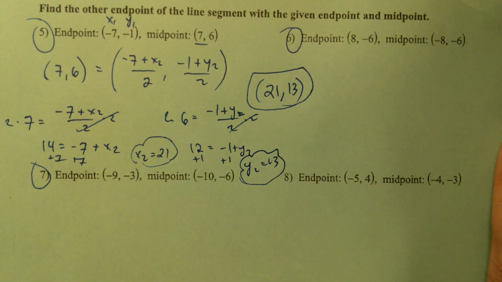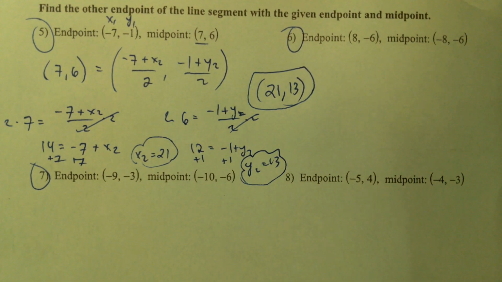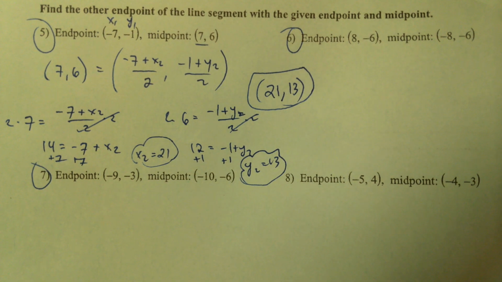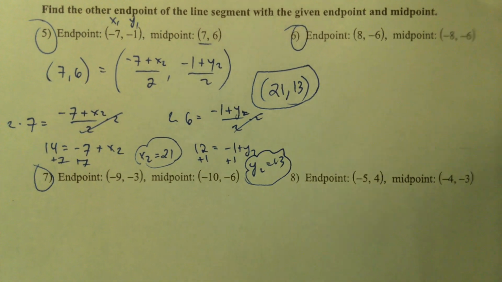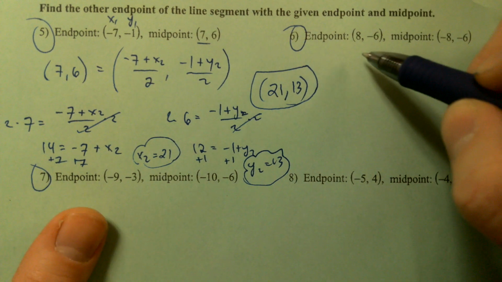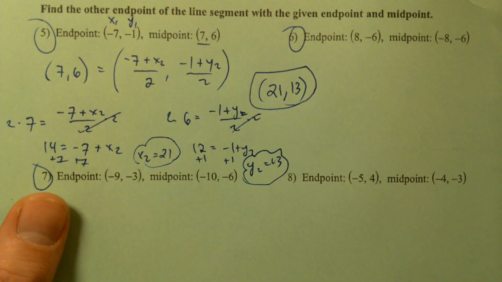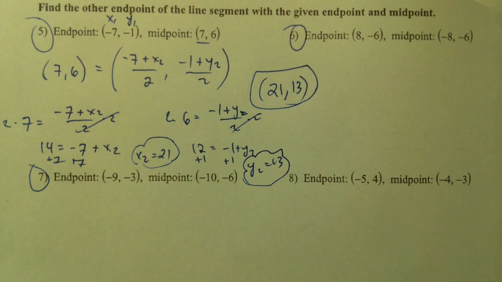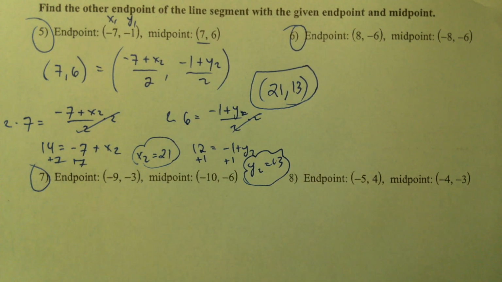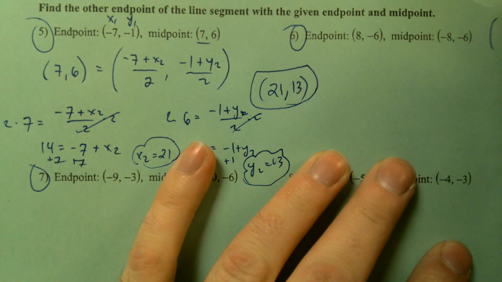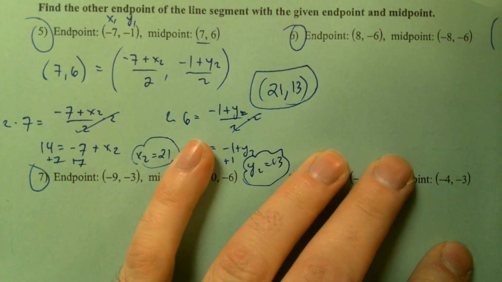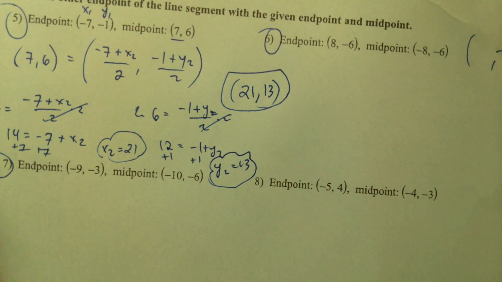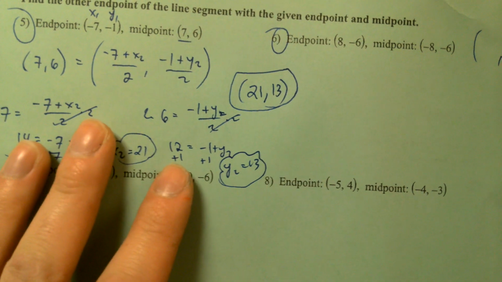What do my endpoint and midpoint have in common in number 6? The same numbers? Which number is the same? The y's are the same. Okay, I've got negative 6 and 6. Well, if this is a line, right, and my midpoint and endpoint both have a y value of negative 6, I know that my other endpoint must have a y value of negative 6. That's half the work done right there. We don't have to set up that part of our equation.